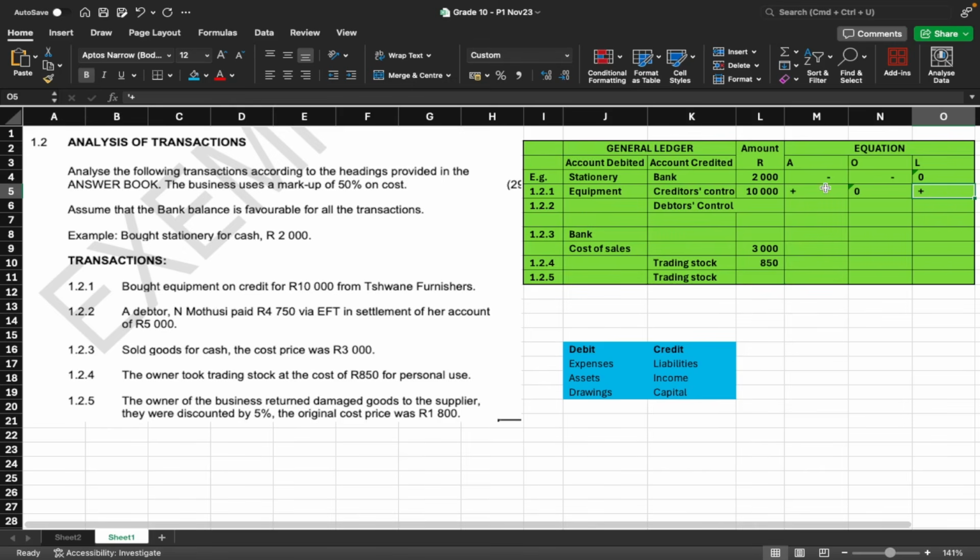Let me give you an example. If you put plus under assets for equipment, and then you put minus under liabilities for creditors control, you have a positive under assets and a negative under liabilities, so my equation doesn't make sense. My asset is plus 10,000 Rand, my owner's equity is 0, my liabilities is minus 10,000 Rand. You can see they're not matching. They have to be the same amount. If I add together my owner's equity and liabilities and compare that to my assets, they have to be the same amount.